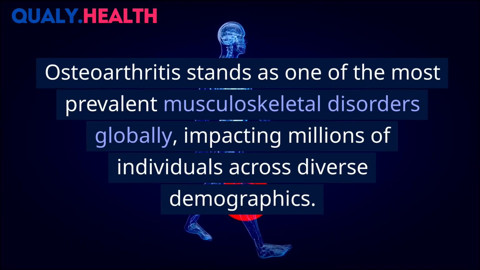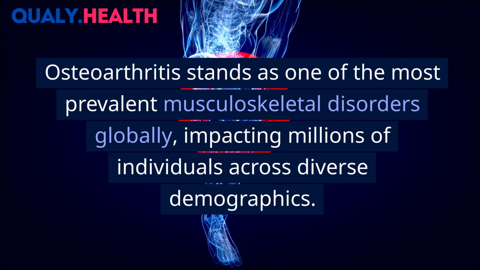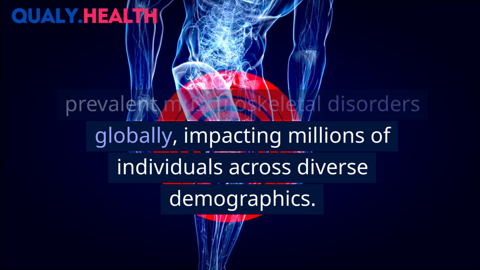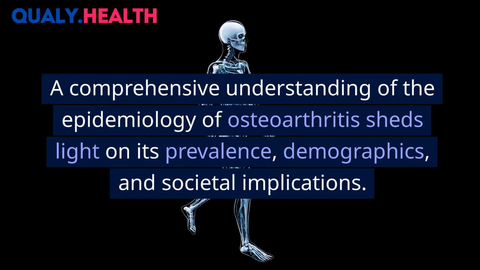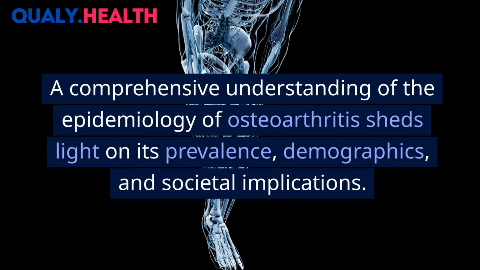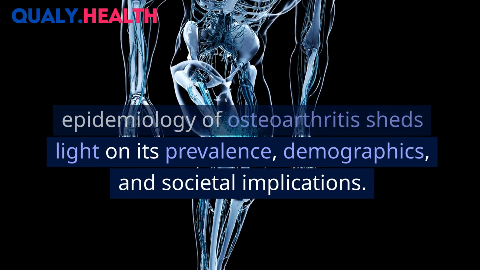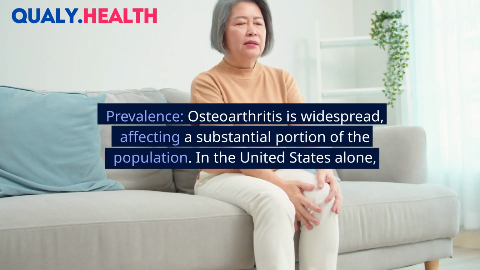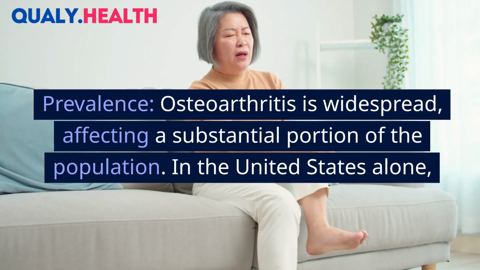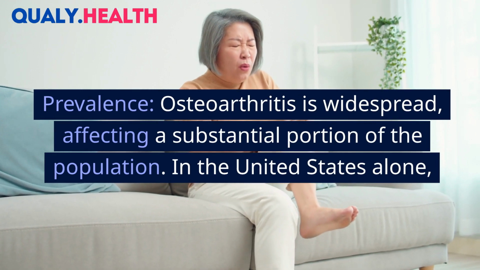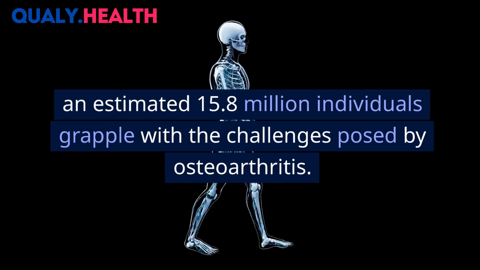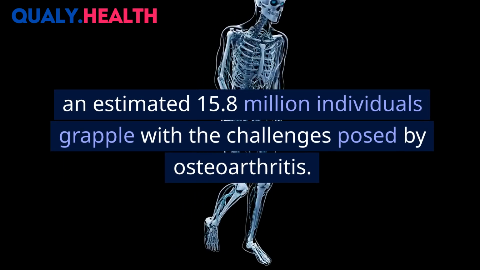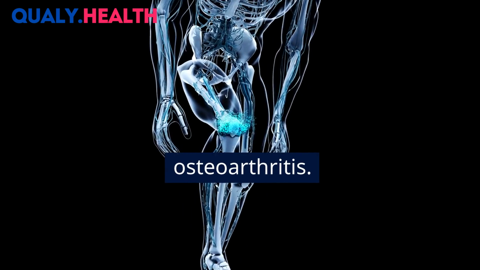Osteoarthritis stands as one of the most prevalent musculoskeletal disorders globally, impacting millions of individuals across diverse demographics. A comprehensive understanding of the epidemiology of osteoarthritis sheds light on its prevalence, demographics, and societal implications. Prevalence: osteoarthritis is widespread, affecting a substantial portion of the population. In the United States alone, an estimated 15.8 million individuals grapple with the challenges posed by osteoarthritis.